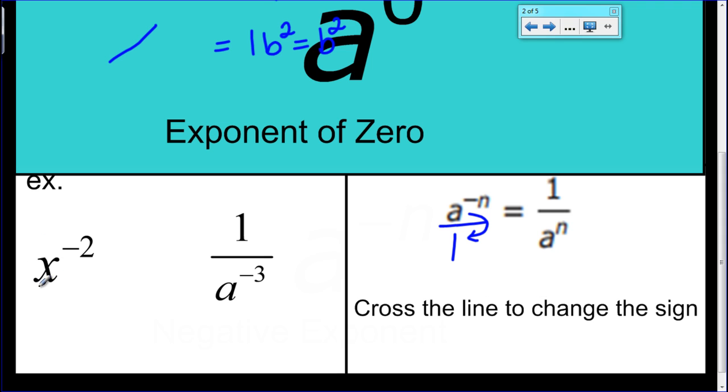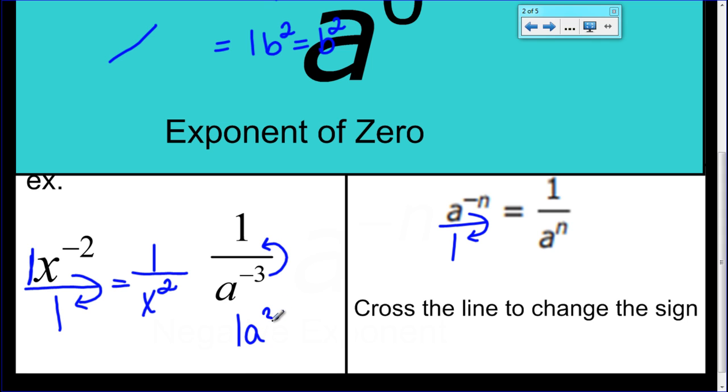So if I have an example like this, x to the negative 2, it's just like having x to the negative 2 over 1. Well, I've got to cross the line to change the sign, so this has to go to the denominator. And so it leaves a 1 on top because there was a 1 in front of it, so it's going to leave this 1 on top. And in the denominator, I now have x to the positive 2 because when it crosses the line, it changes the sign. And if you have an example like this, 1 over a to the negative 3, now the negative exponent's in the denominator. Well, I still have to cross the line, so now it has to come back up here to the top. So that becomes 1 times a to the positive 3. And if you want to write it as a fraction, you put it over 1, but you can just write it as a to the positive 3. So it has to cross the line in order to change the sign.